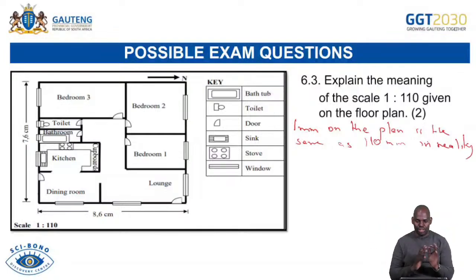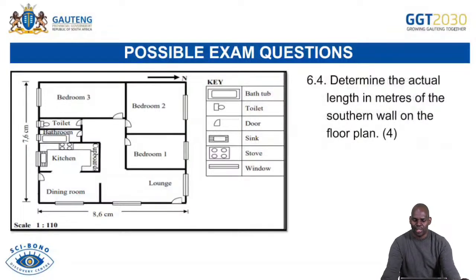Okay, you just need to find a way of playing with that, boys and girls. Some might say the plan is 110 times smaller than what it is in reality. It is 110 times smaller than what it is in reality. So the meaning of the scale, boys and girls, is the most common question as well. So you just need to find a way of defining that.